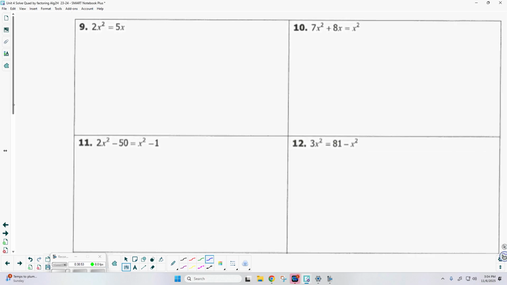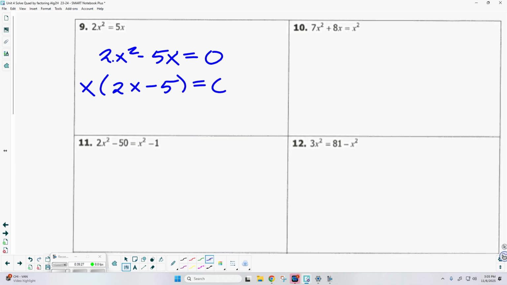2x squared equals 5x. Now, starting with number 9, how are these different? There you go. If you're going to factor, it has to equal 0. Well, that's a quick fix. All I got to do is subtract that 5x over. So 2x squared minus 5x is equal to 0. And then run through the process again. Is there a GCF? Yeah. What is it? X. So what's left if I pull out an x? 2x minus 5. There's nothing left to factor.